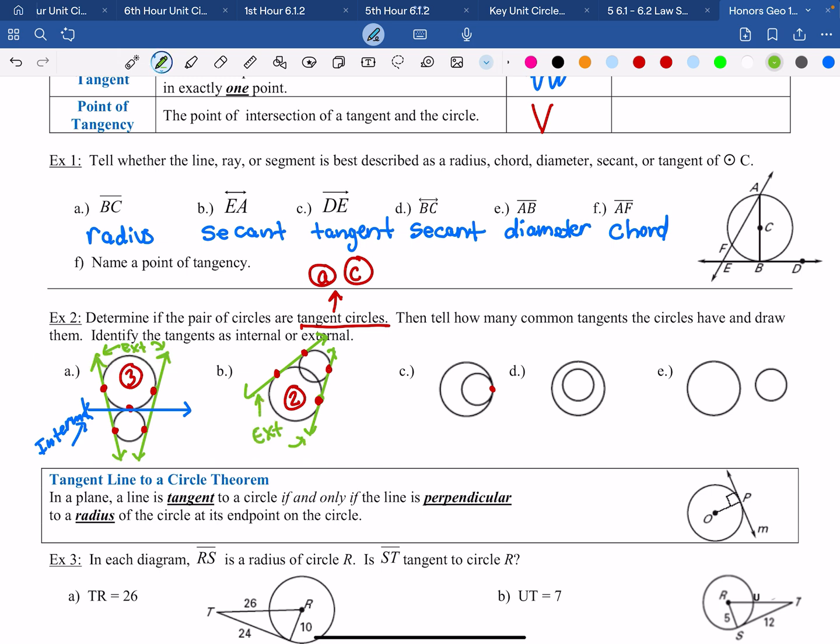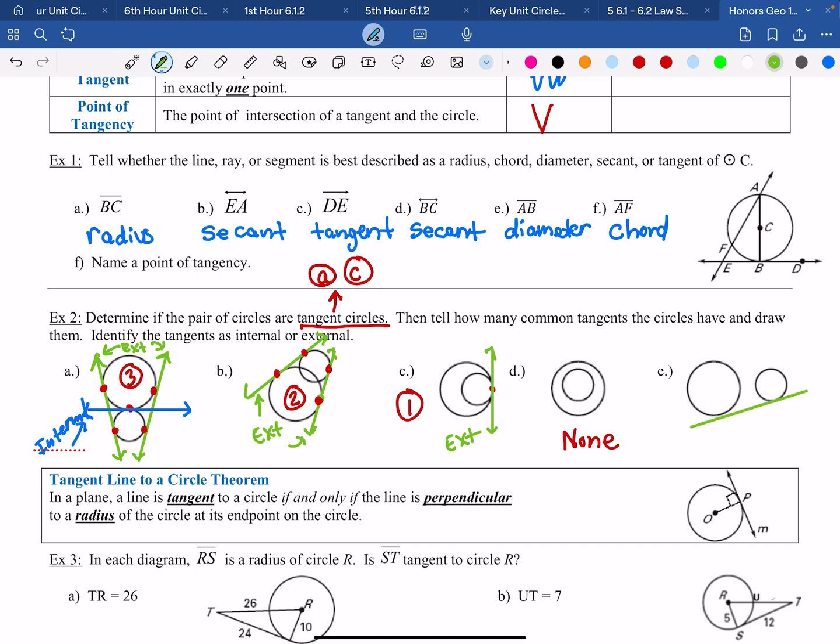Okay, here's another one. All right, so on this one over here, I'm going to just go vertically right here, and that one is common to both, and we would call that an external, and there's only one. All right, so if I were to draw on this next one a tangent to the outside one, it won't touch the inside one. If I touch the inside one, it becomes a secant for the outer circle. So this one has none. All right, and let's see how you guys did on this one.